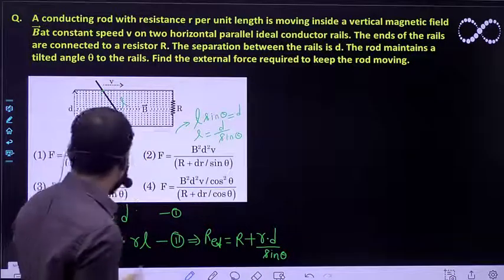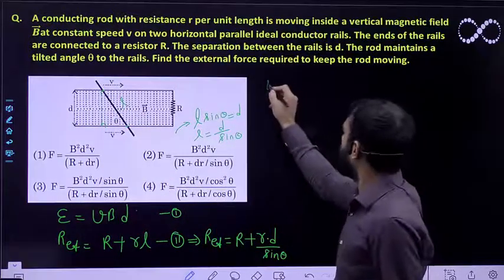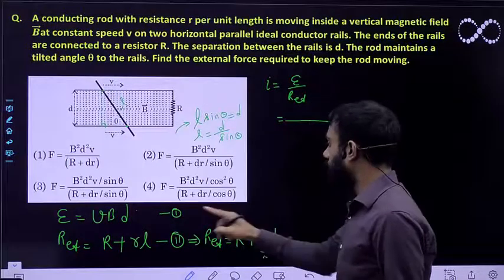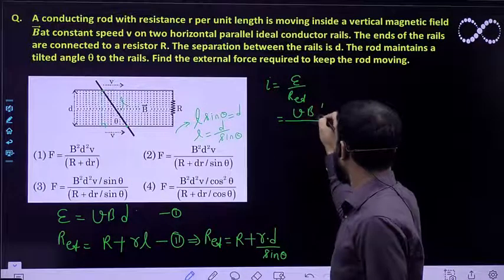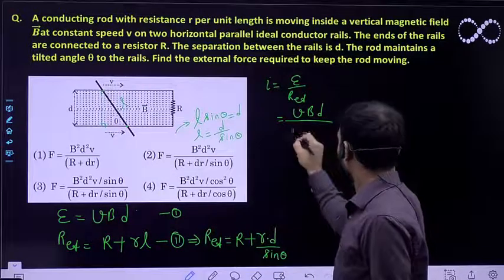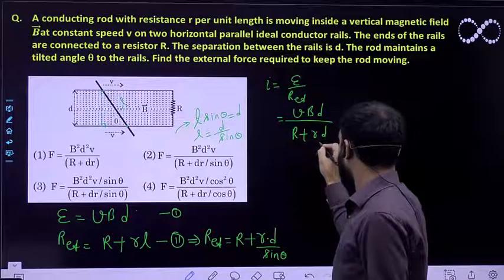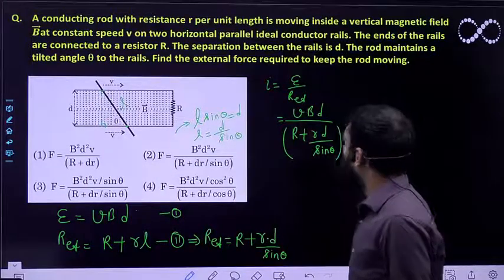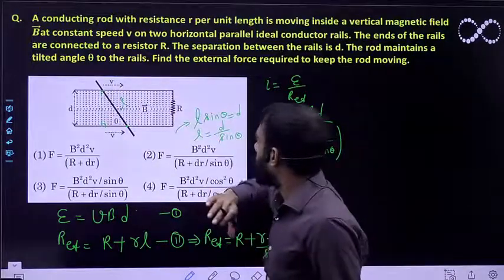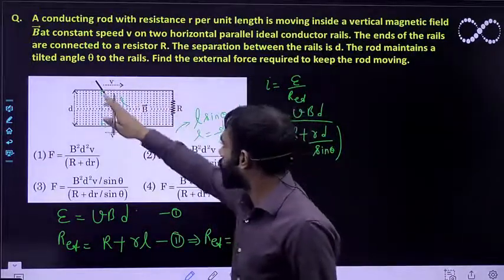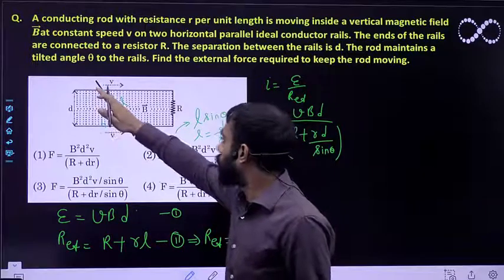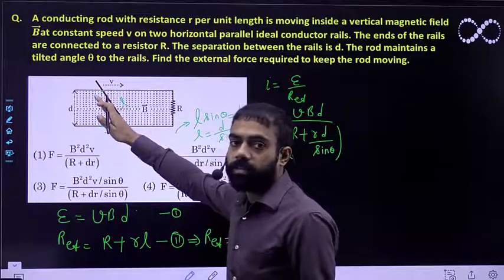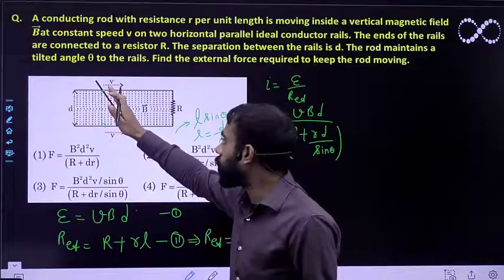Now I will find the current. I is equal to E upon R equivalent. The value of E I got is VBD, and R equivalent is capital R plus small r D divided by sine theta. So this is the value of I. Some current will flow inside this rod also, so the rod will experience a force, and that force I need to balance by the external force if I want this rod to move uniformly.